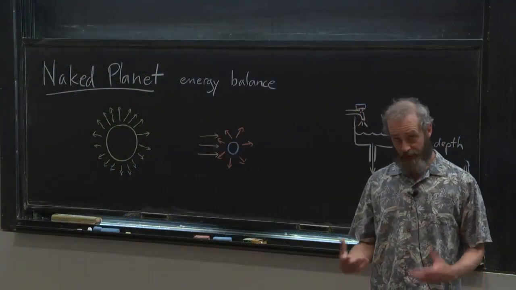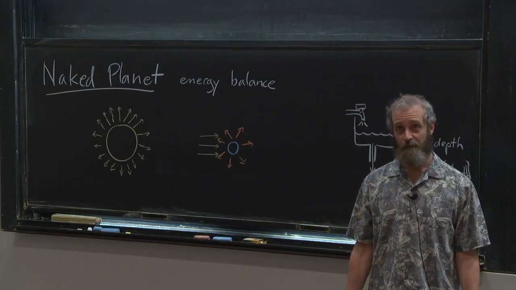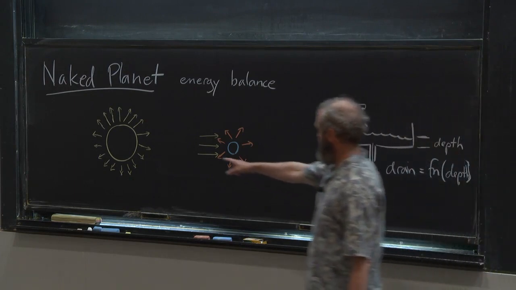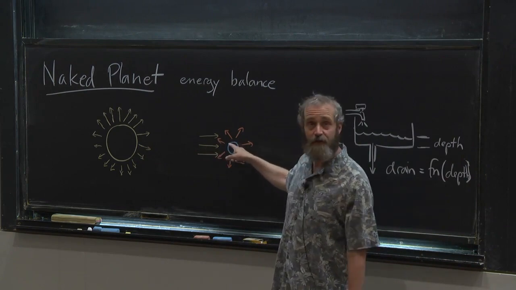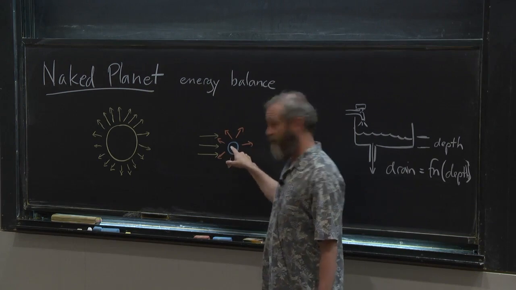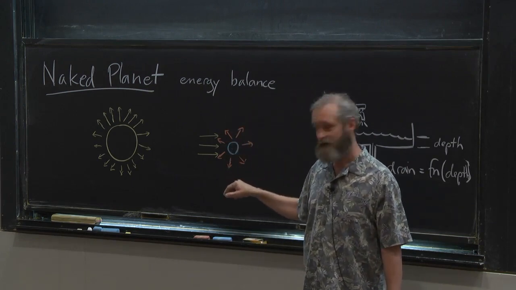So now you have the pieces you need to construct our very first climate model of a naked planet. We have sunlight coming from the sun, all in one direction toward the Earth. And then we have Earth that is shining its own light based on its own temperature, with light going in all different directions around the surface of the Earth.